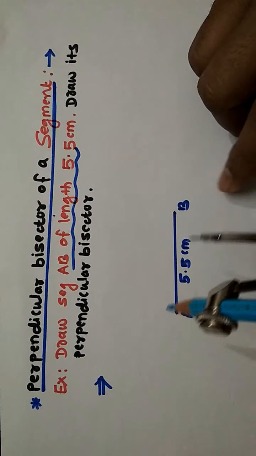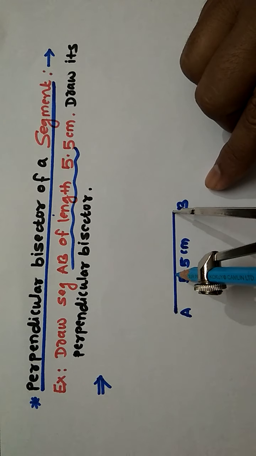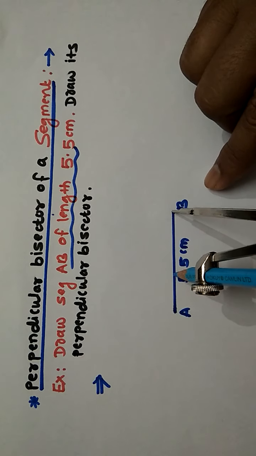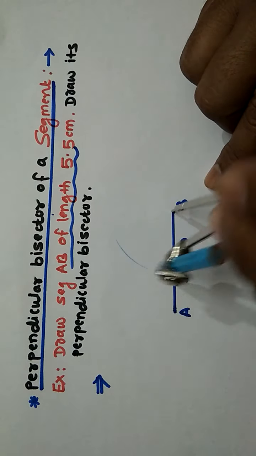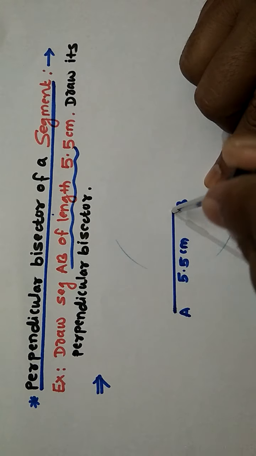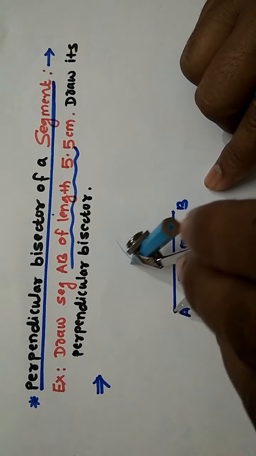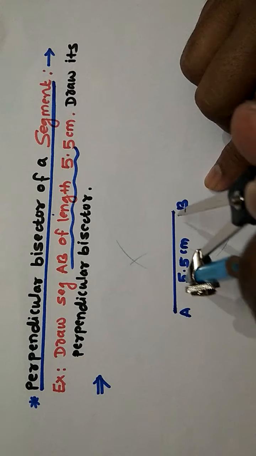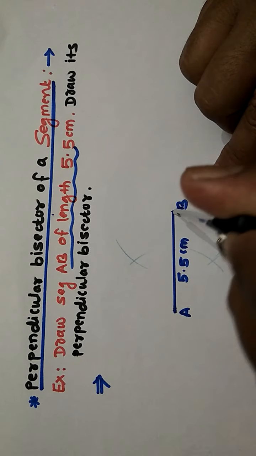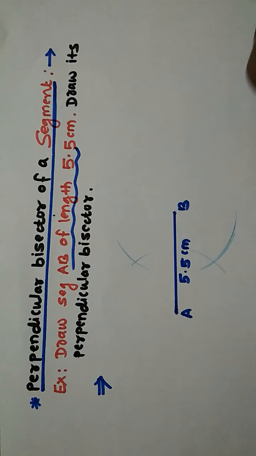Take a distance in your compass such that the distance is greater than half of the segment and draw the arc on both sides of the segment in this way. See here, and draw the line passing through these two intersecting points.